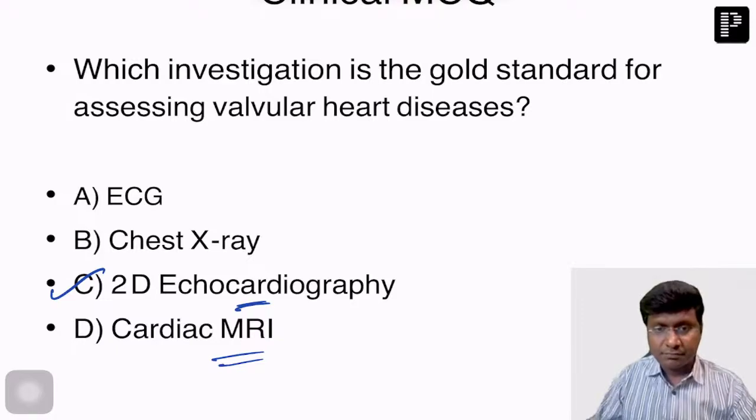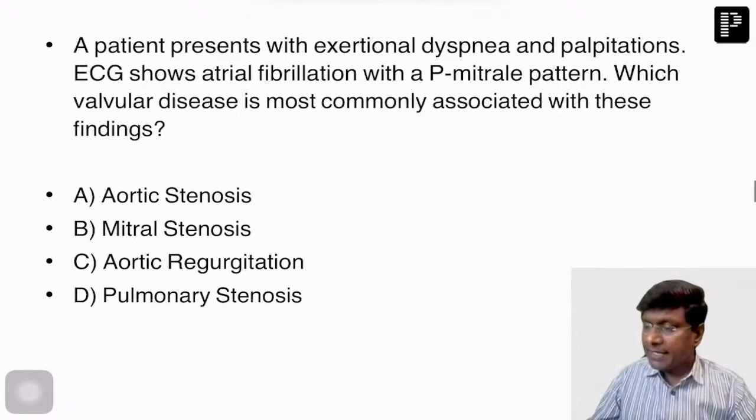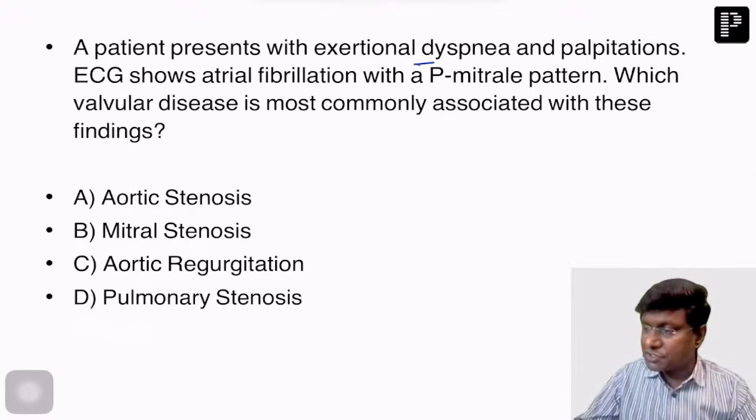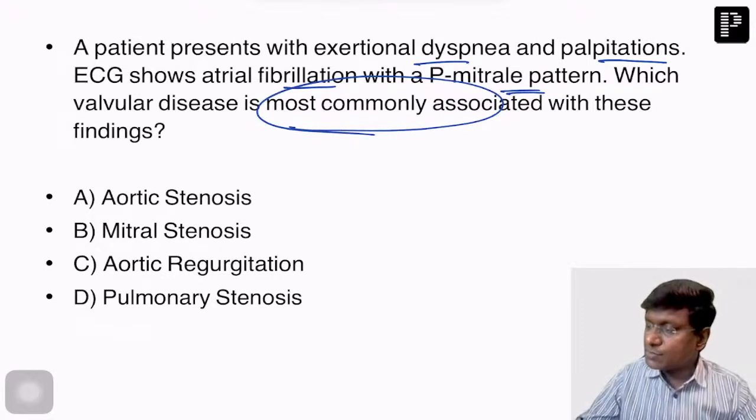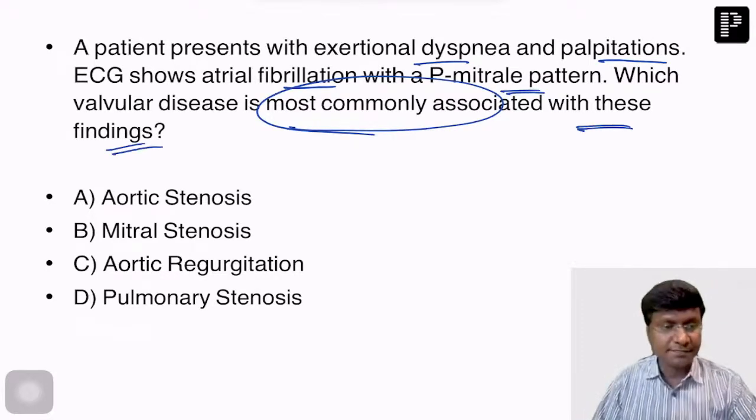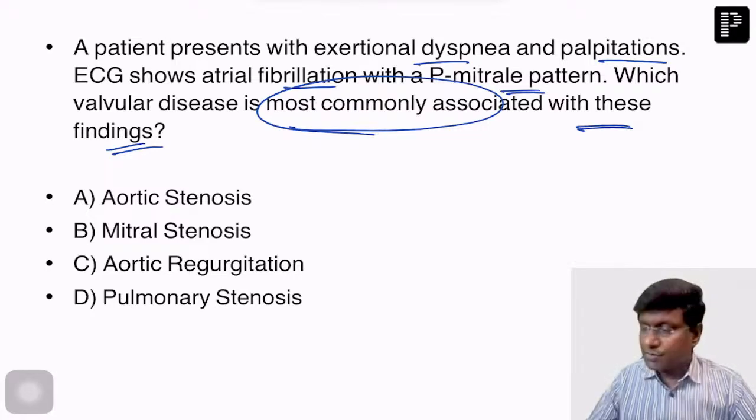Okay. Next. A patient presents with exertional dyspnea and palpitations. Right? And ECG shows atrial fibrillation with P mitral pattern. Which valvular heart disease is most commonly associated with these findings? Right, so this will be the MS.